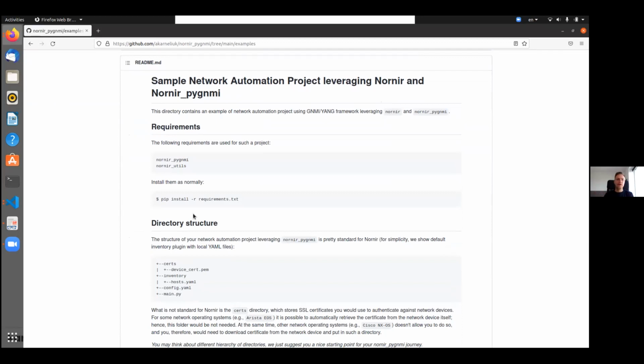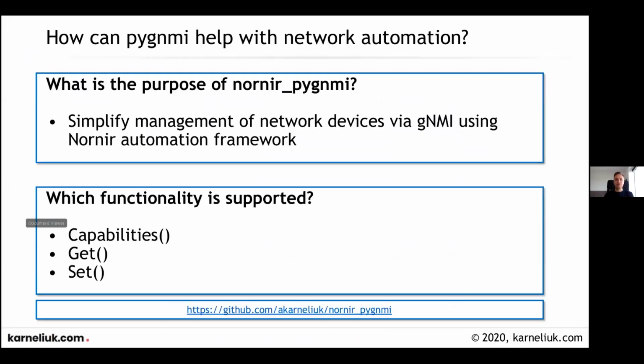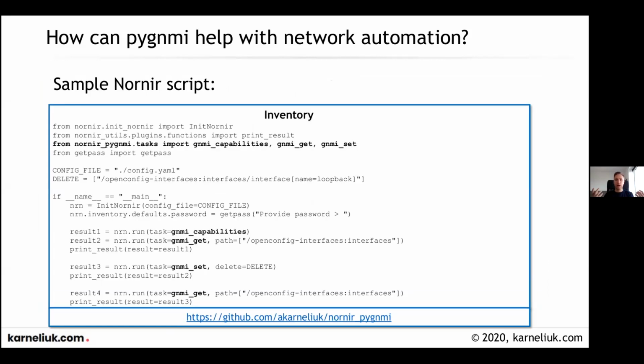So going back, we have covered what we have supported, or what we have created so far in the Nornir-PyGNMI. Let's take a look at an example of the code. So I said we support gNMI capabilities, get and set RPCs. They are created as tasks.